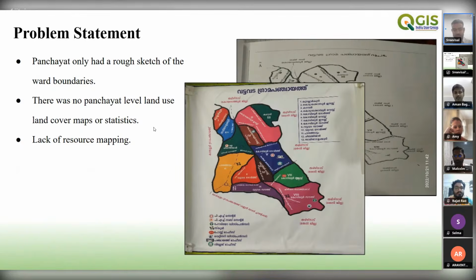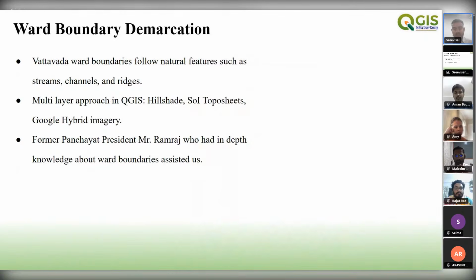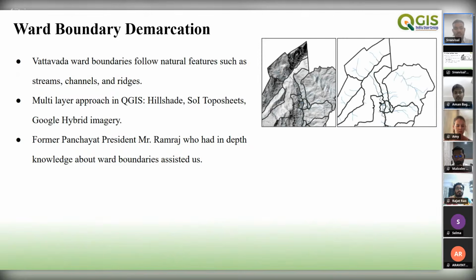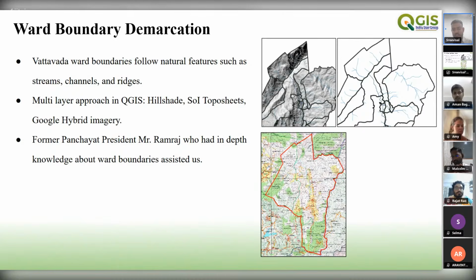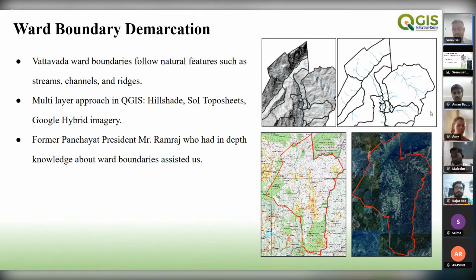For ward boundary demarcation, unlike other panchayats in Kerala, the Vatwada's ward boundaries follow natural features such as streams, small channels, and ridges. So we used a multi-layer approach in QGIS, like hillshade for identifying ridges, then Survey of India topo sheets for getting streams. Then, along with Google Earth imagery, we used them for demarcation.